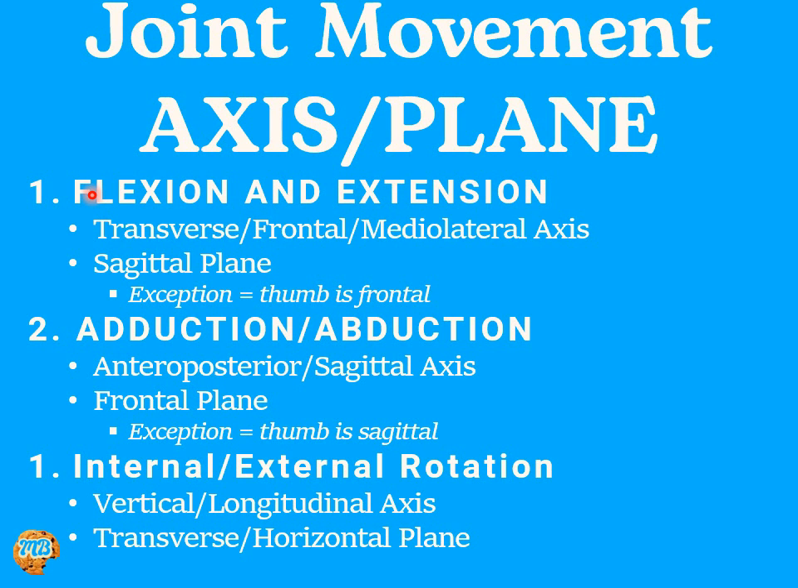Okay, so we just went over flexion and extension, the axis and the plane. And then we also did the same for adduction and abduction. And the exception is the thumb. So the thumb does the opposite. The thumb flexes and extends on the frontal plane, while the thumb adducts and abducts on the sagittal plane. So it's the opposite. So you just switch the two, basically, when it comes to the thumb.